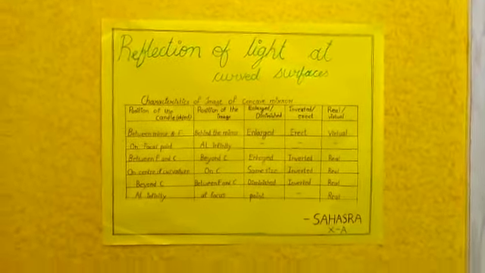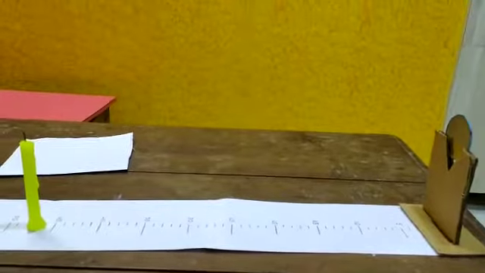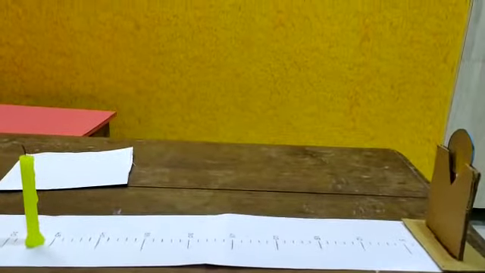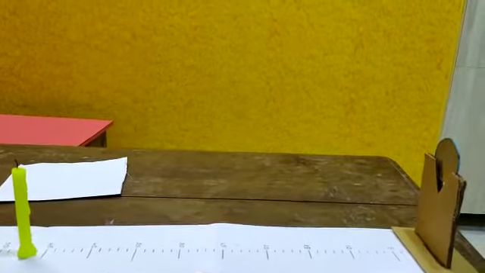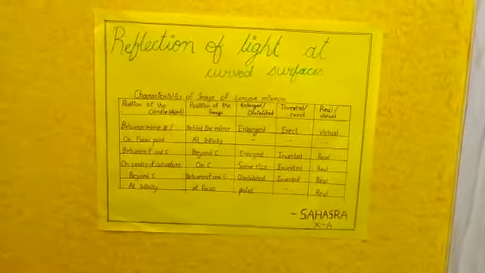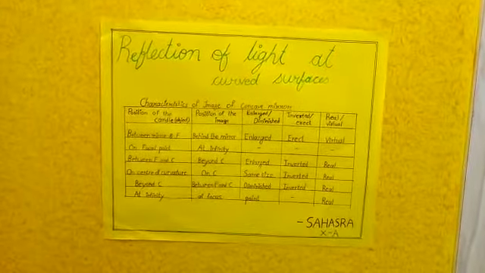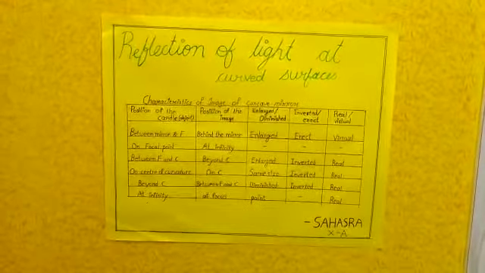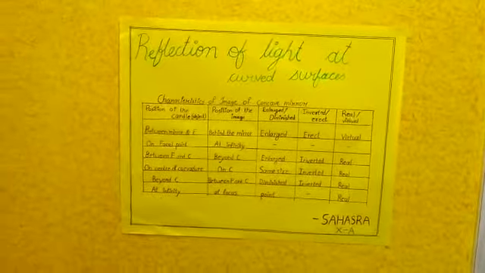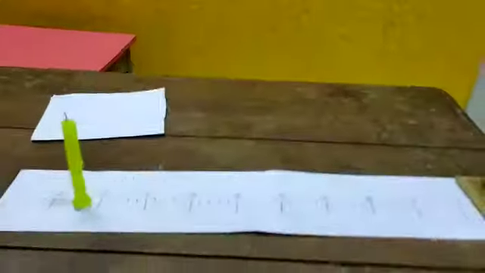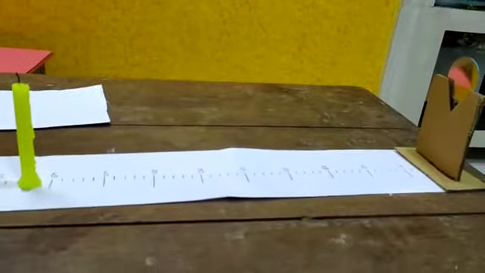Before getting started with the experiment, it is important to understand a few terms that are used in concave mirror. The first one is center of curvature. The point where all normals meet is called center of curvature. And principal axis: the line passing through the pole and center of curvature is called principal axis. And the focal point, where all the reflected rays intersect, is called focal point, and the distance between pole and the focal point is called focal length.